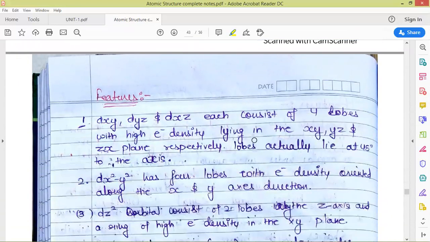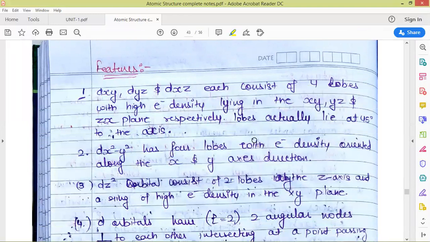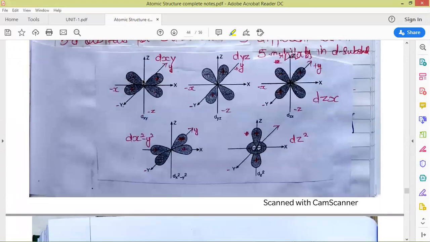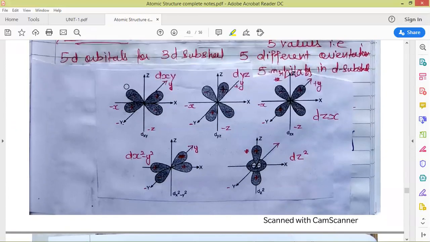So now coming to the features, dxy, dyz, dzx each consist of 4 lobes with high electron density lying in the xy, yz and zx planes respectively. Lobes actually lie at 45 degrees to the axis. So this we have already discussed, that these lobes lie at a 45-degree angle. That means these are in between the axes because they are present in the plane. Here also the opposite lobes have the same sign, and we can see that for d orbitals the opposite lobes have the same sign.